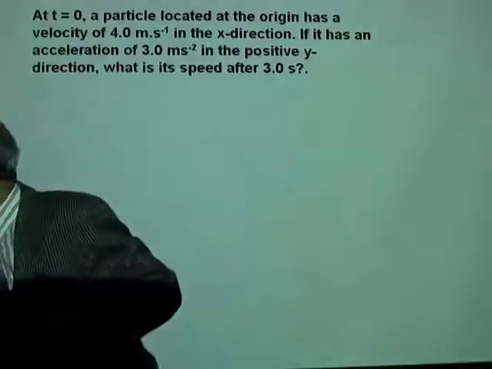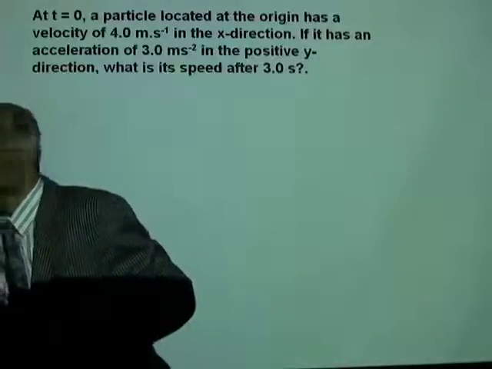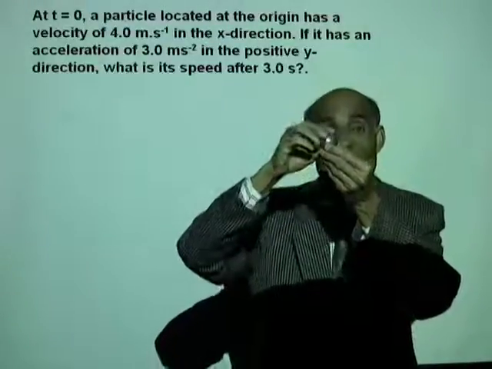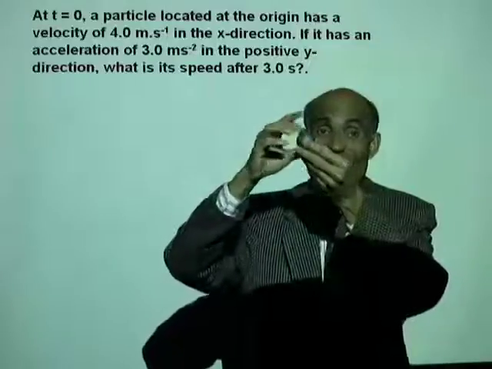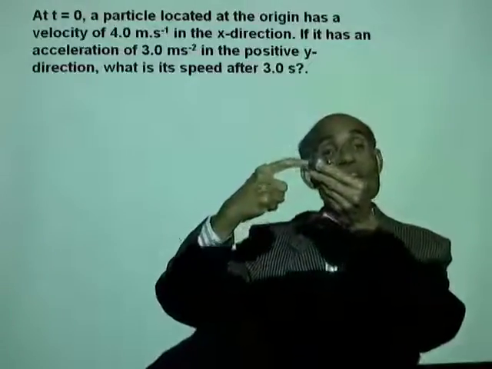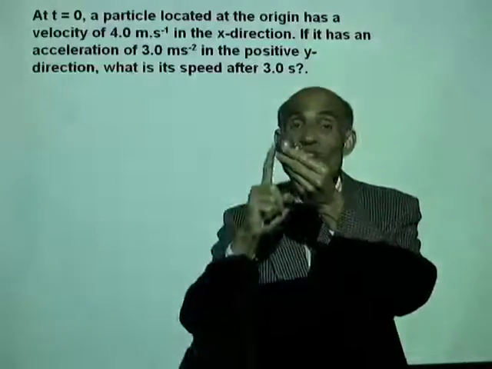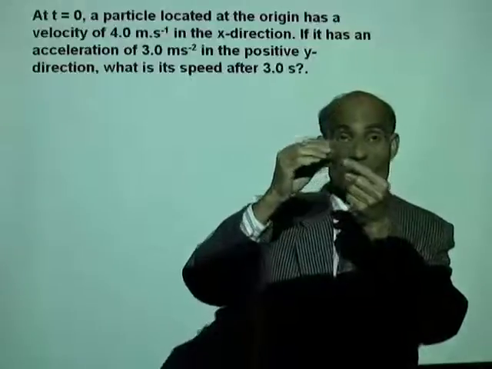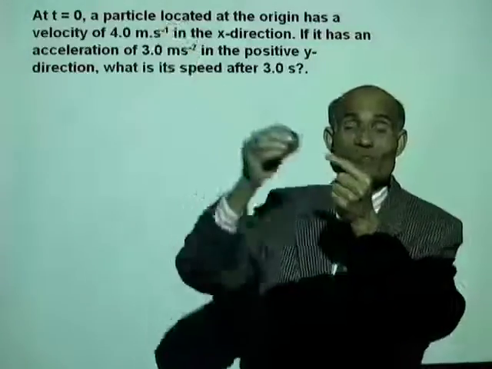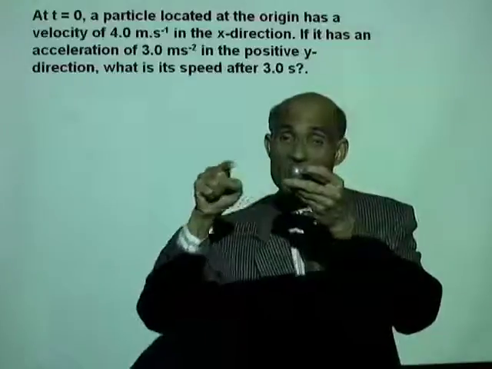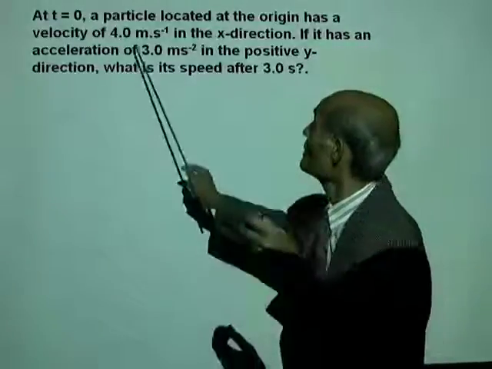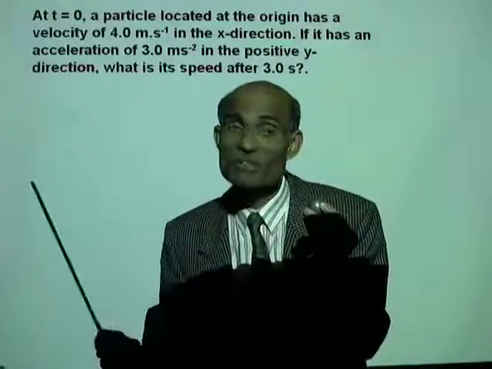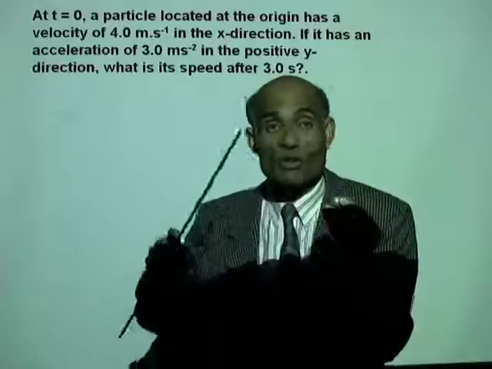So if the object is now at the origin, it has an x velocity, and now it also has an acceleration in the y direction. That means it will now begin to move in the y direction as well. So how will the object move? It will move horizontally in the x direction with this velocity, 4 meters per second. Is there an acceleration in the x direction? No.